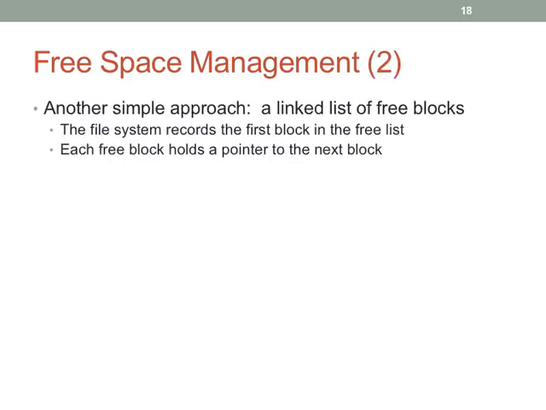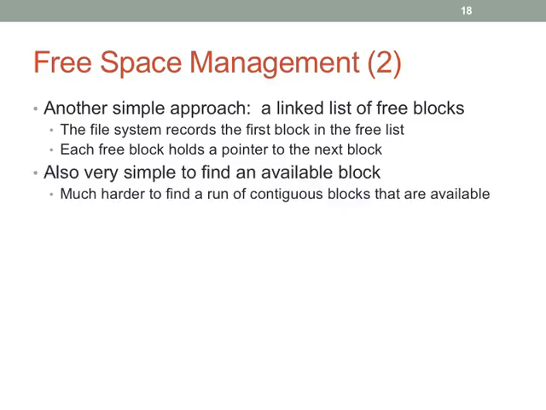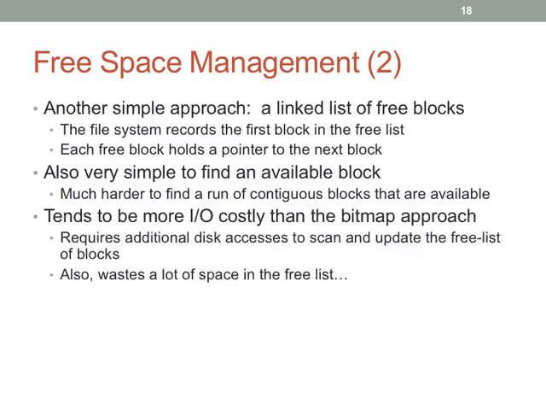Now another approach is an actual list, and this is probably a bad idea, because how would you get a whole sequence of contiguous blocks using this approach? I have a linked list of free blocks. The file system just remembers the first block in the free list, and each block says this is the next block in the free list. Someone could do that. It's easy to find an available block, but finding a run of contiguous blocks is difficult. This does tend to be more I/O costly and leads to less effective management of disk space. So that's not great.